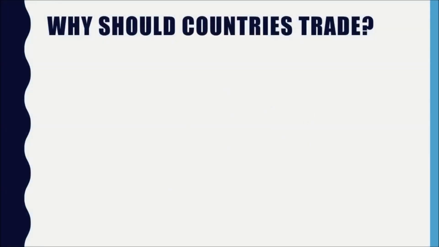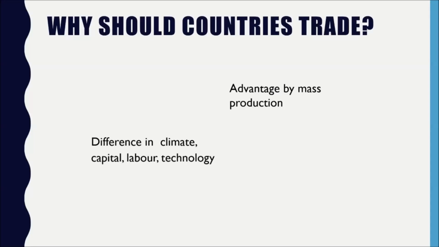There are several reasons for countries to trade with each other. First of all, the price of a good goes down when it's produced in higher quantities. That is called mass production. Furthermore, we have to consider that in different countries there is a difference in climate, labor, and technology, which has a crucial influence on the price and production of goods.